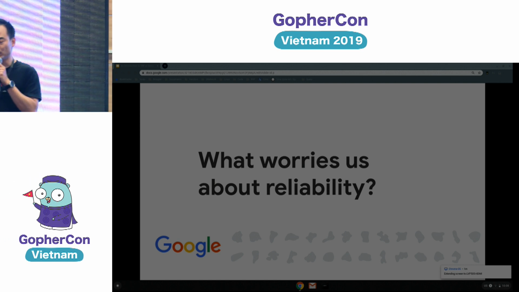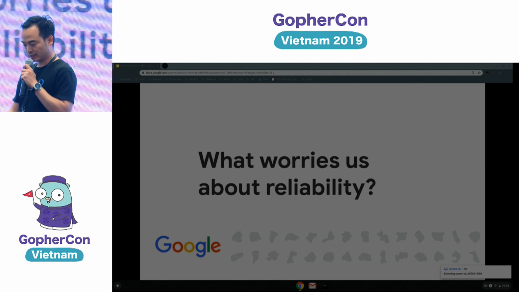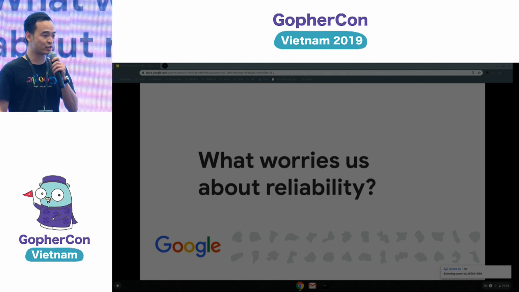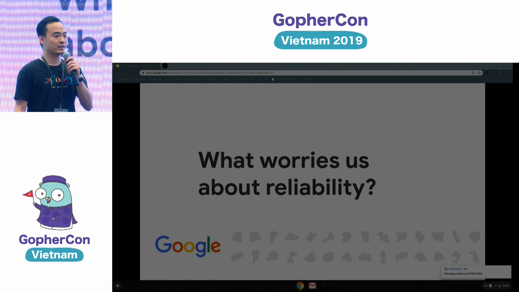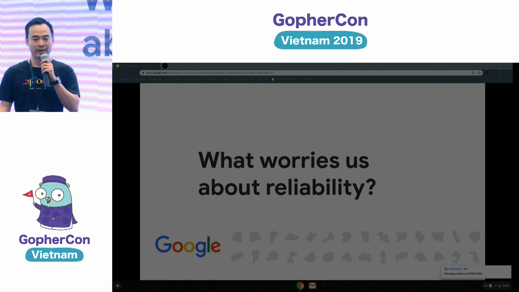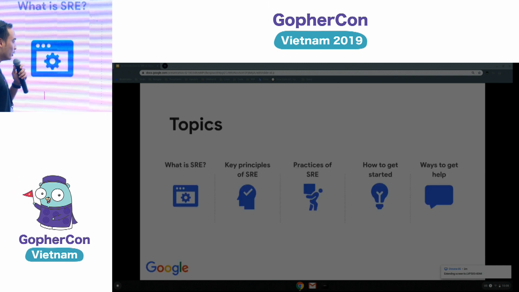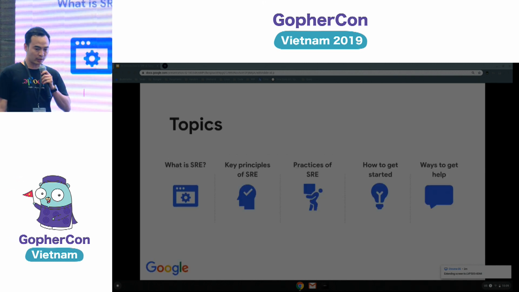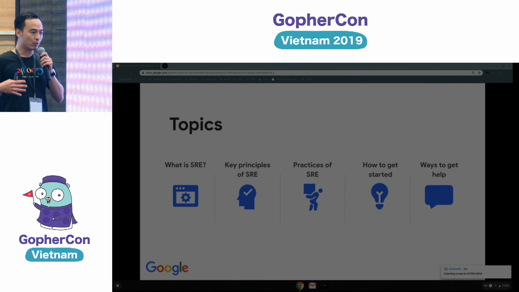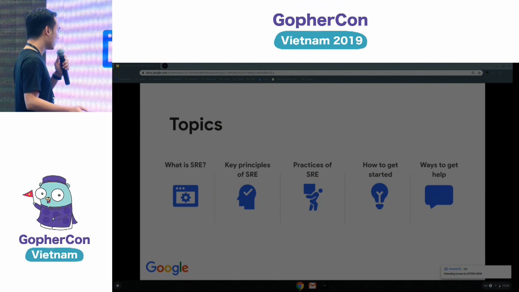So to me, the thing that I worry about most is that when I deploy a service to production, it may not work as I planned. It may not work as I tested on the staging. So today, I will give you a talk about how we deal with that at Google.